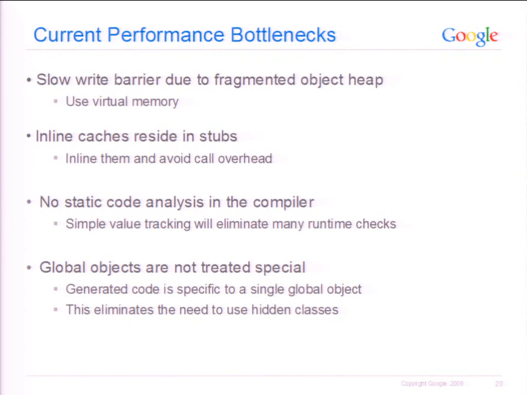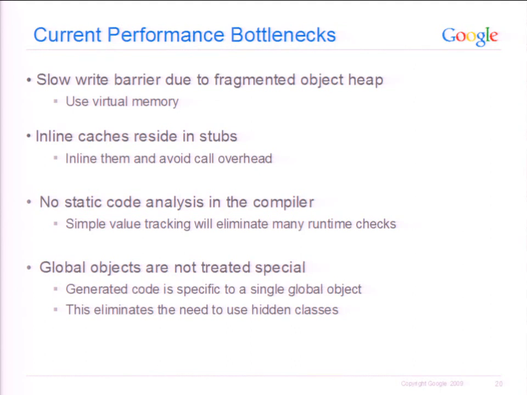Here are the current performance bottlenecks in V8. We implement a very slow write barrier that tracks pointers between old space and new space, partially because we don't use virtual memory for the segments in the old generation. Inline caches reside inside stubs, so you have to do a call whenever you do a property load. That's sort of silly, we can just inline it. So that will get much faster.